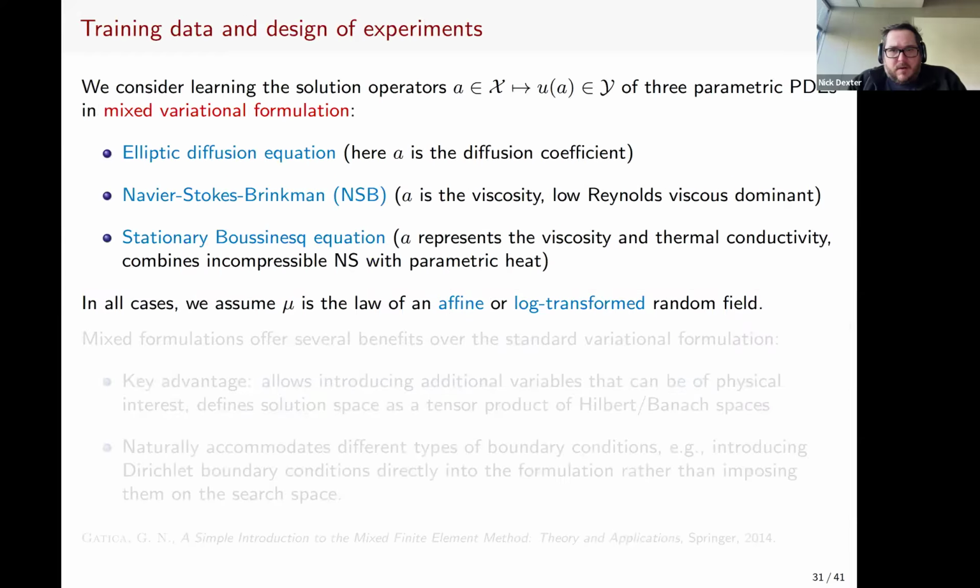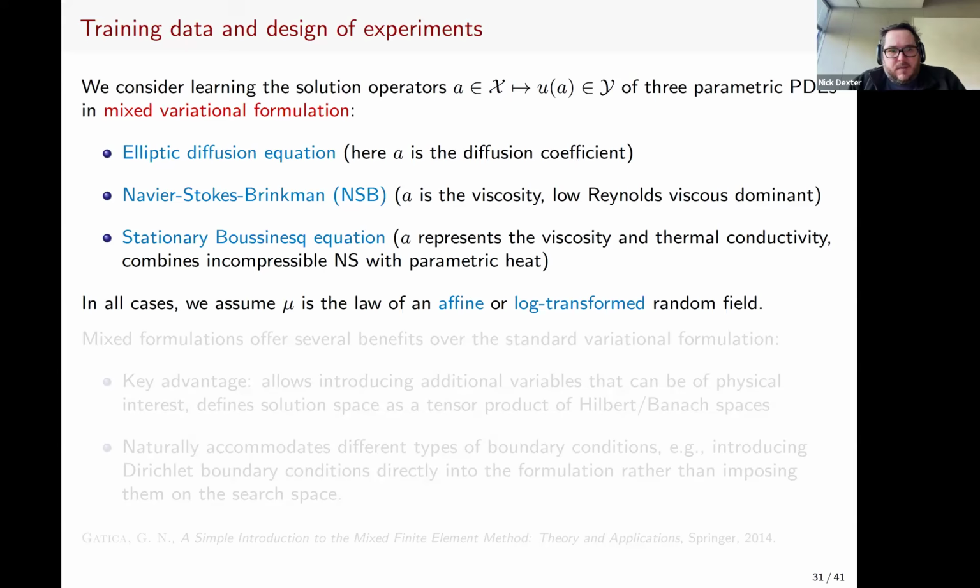So now let's talk about our numerical experiments using the same setup. We're going to consider learning the solution operators, taking A to U of A, and not just U of A, but also other components, as you'll see, of parametric PDEs in a mixed variational formulation. I'm going to skip over that detail. I'll tell you a little bit about why we choose to use mixed variational formulation.